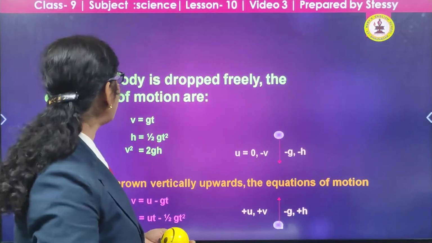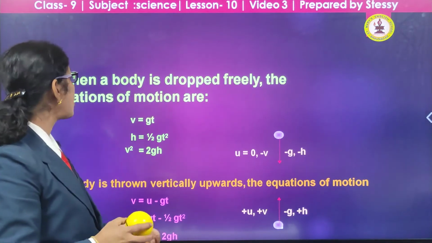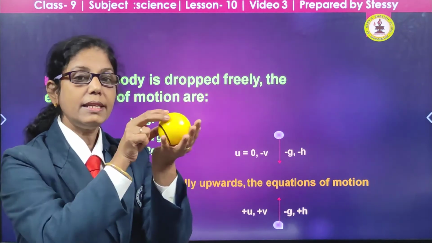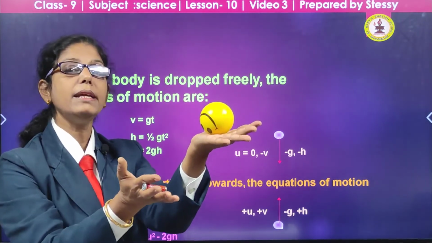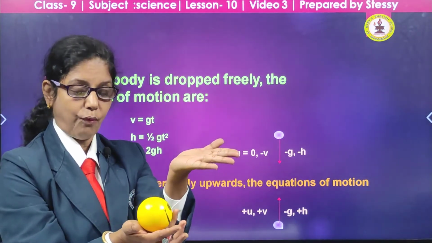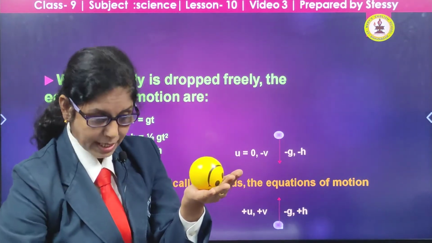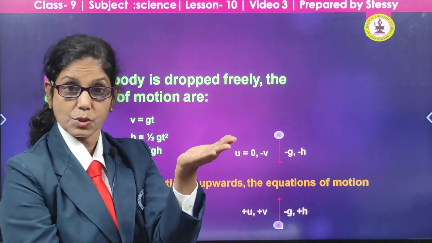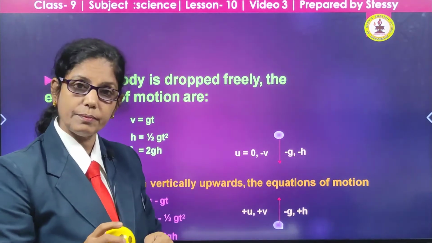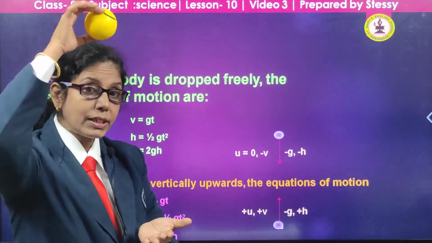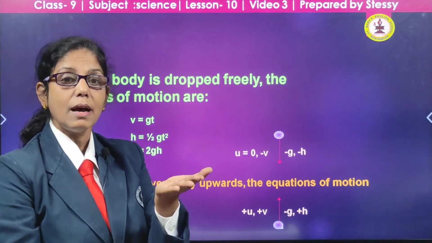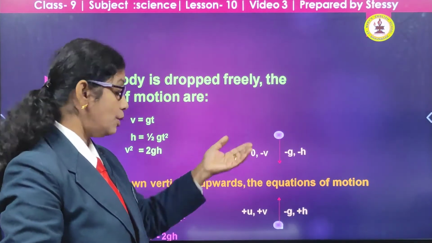Now we come to the next case, when the body is dropped freely. Dropped freely means I am not going to apply any force on it. It is dropped like this, it falls down. So initial velocity u is equal to 0. Is it clear? It is not thrown vertically downwards, but it is kept and it falls. As a result, it is dropped.